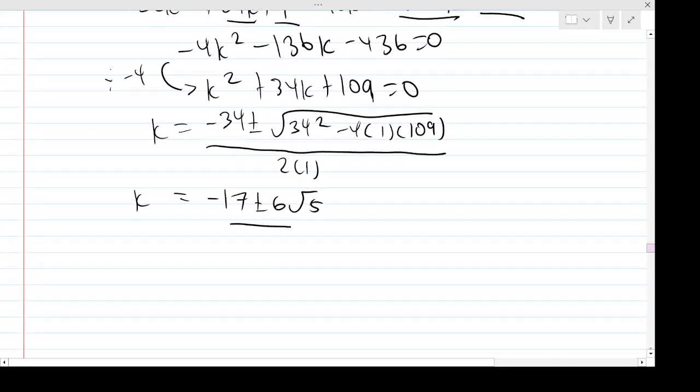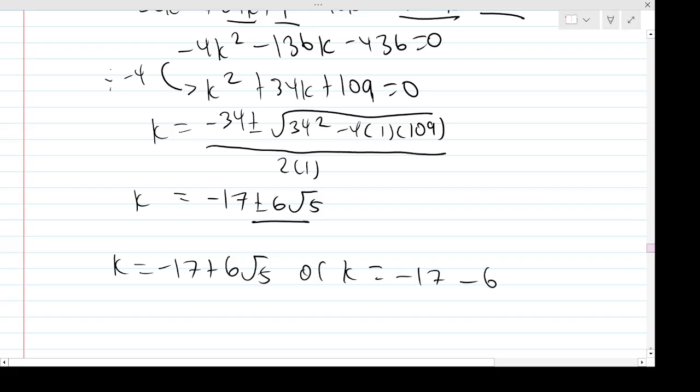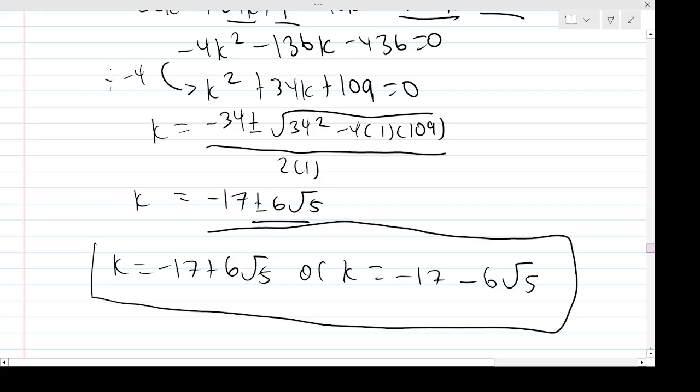Well, those are answers then. These are the two answers in surds. So you could say then k is minus 17 plus root 6 plus 6 root 5, sorry, or k is minus 17 minus 6 root 5. And those are my two solutions for k. There we are.